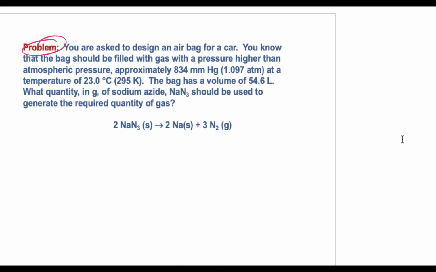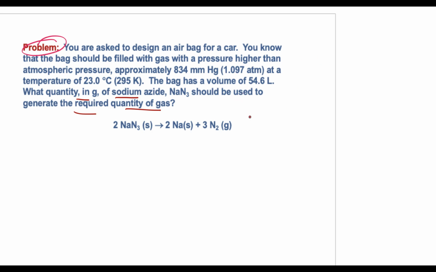Here's a problem. We're asked to design an airbag for a car. We know that the bag should be filled with gas at a pressure higher than atmospheric pressure, so 835 millimeters of mercury, which I even converted to atmospheres, at a temperature of 295 Kelvin. The bag has a volume of 54.6 liters. What quantity in grams of sodium azide should be used to generate the required quantity of gas?